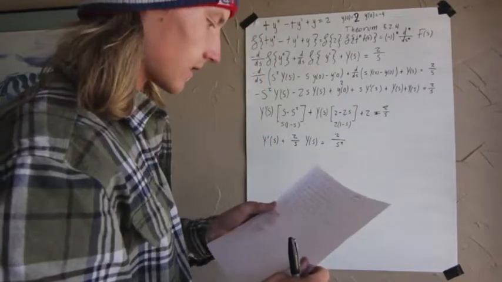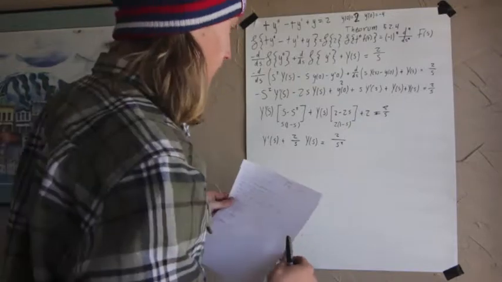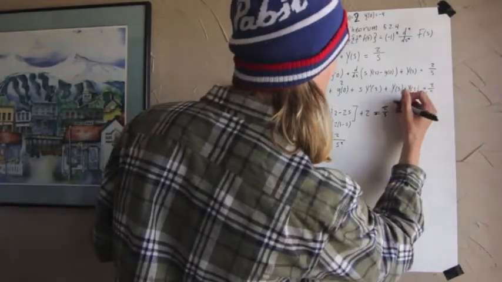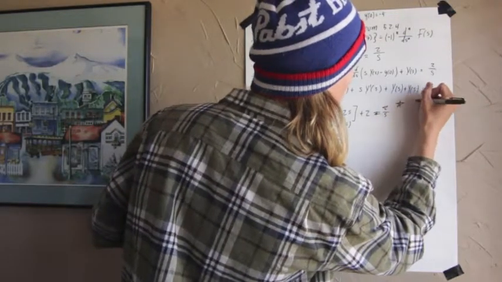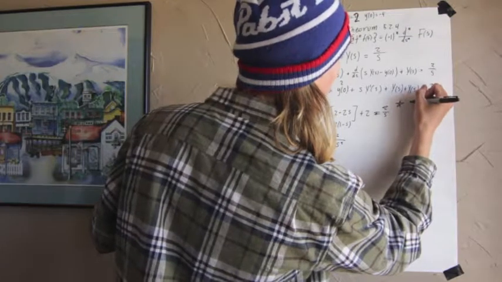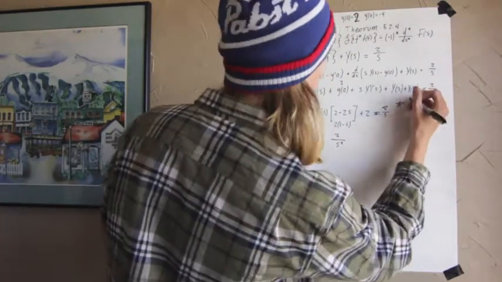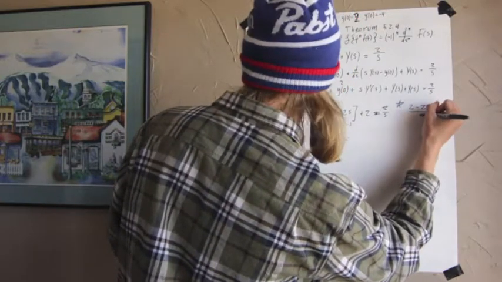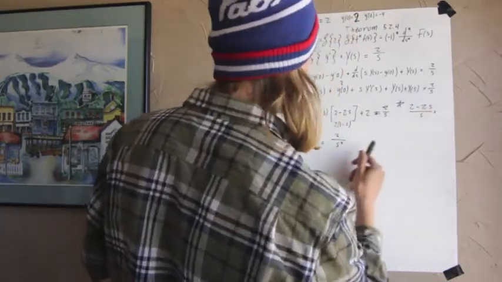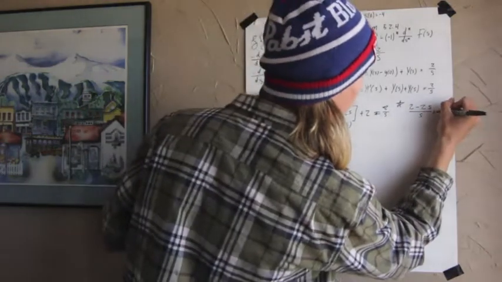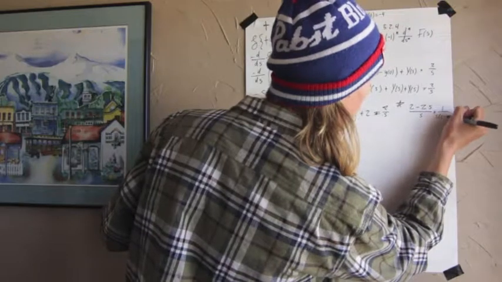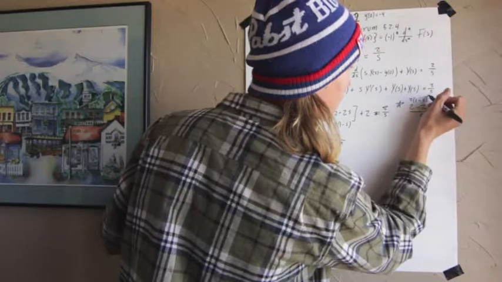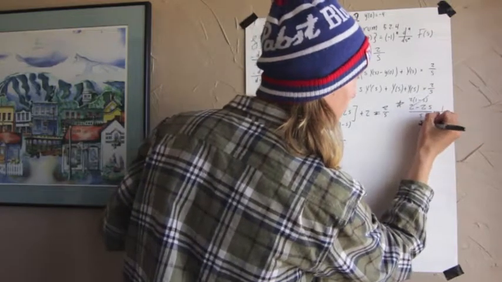So I'll break down what we did over on the side here. Bringing these over, it's going to be 2 minus 2s over s, and then we're multiplying that by 1 over s. This is 2 times 1 minus s, cancel, cancel, 2 over s squared.